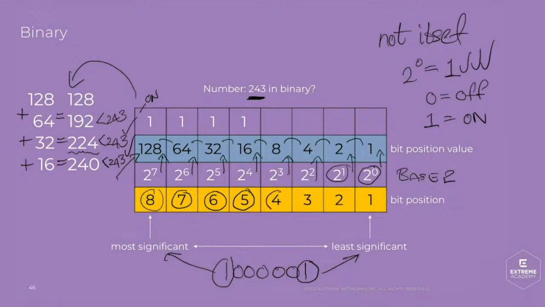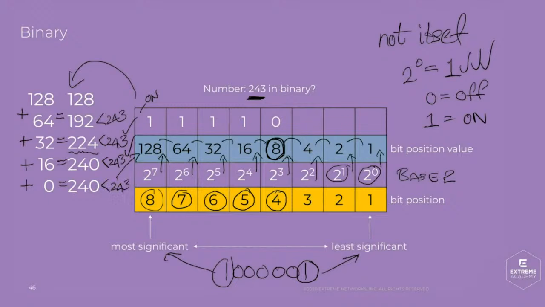So what's the next stage? Well, the next one is this bit over here, which is 8. If I turn that on, then 240 becomes 248. So I can't turn that on. So to represent 243, I'm going to have to switch that bit off. I remain at 240 because it has a value of 0.